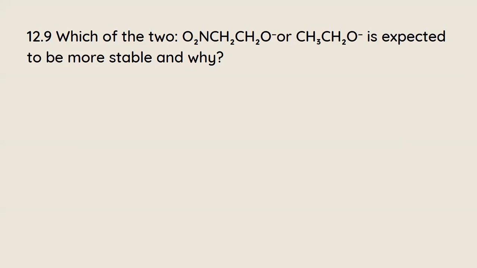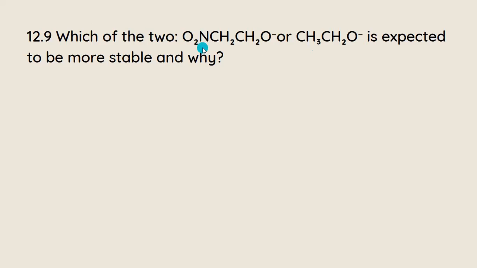Which one of the two, NO2CH2CH2O minus or CH3CH2O minus, is expected to be more stable? Now, first of all, the main difference between these two negatively charged ions is the fact that you have an NO2 over here, whereas over here you do not have the NO2.